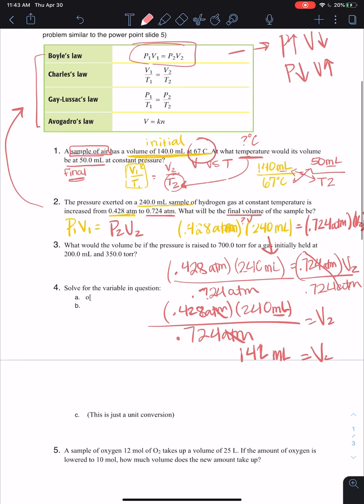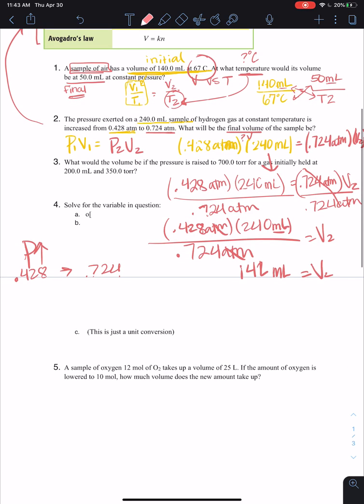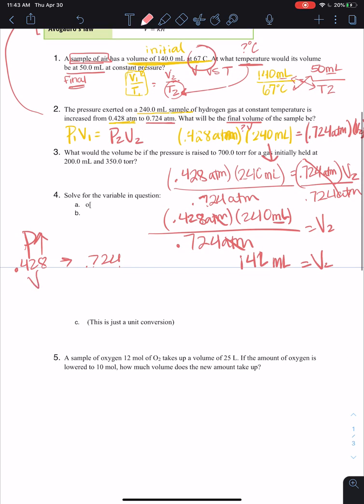So in this one, our pressure went from 0.428 to 0.724, so our pressure increased. We want to make sure that our volume decreases. So our volume went from 240 milliliters to 142 milliliters. So our volume decreased, and that is our inverse relationship that we want.